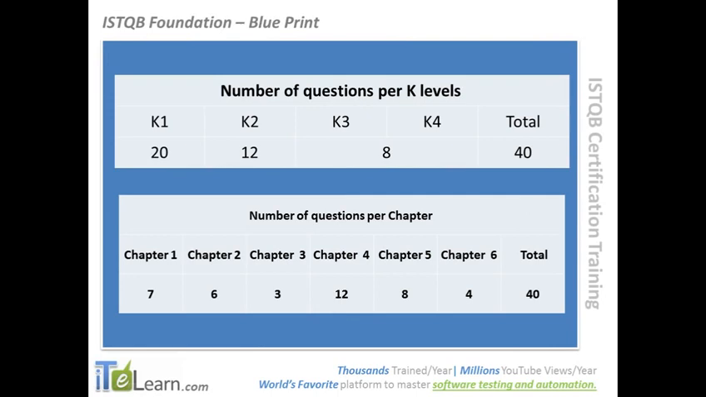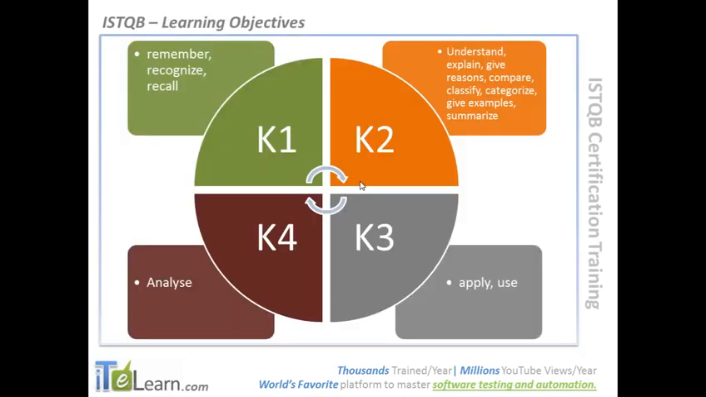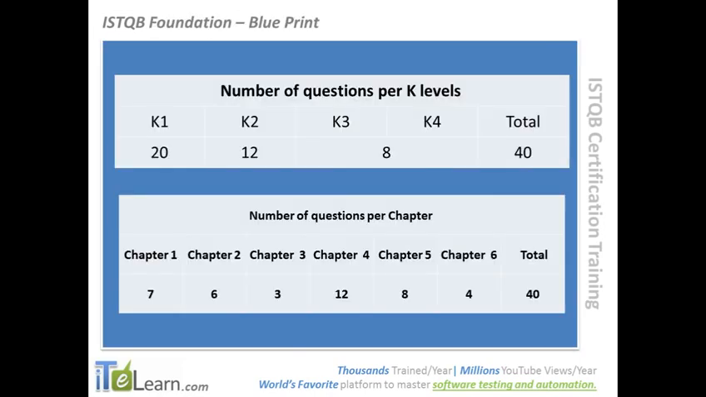As per the K levels, they have formulated the ISTQB examination. The K levels are K1, K2, K3, K4, which I have discussed. You can see the total number of questions is 40, isn't it? K1 questions you will get 20, K2 you will get 12, and K3 and K4 together you will get 8. Just to recap, K1 is remembrance, K2 you have to understand, explain and reason out, K3 is apply and use, and K4 is analyze.